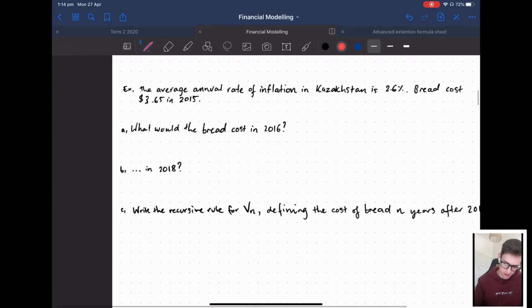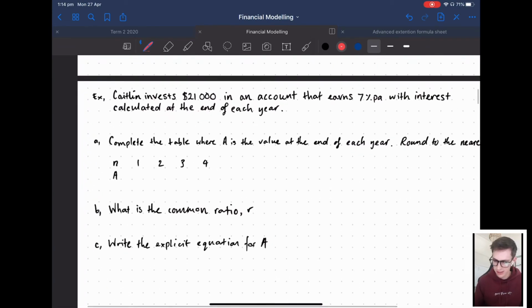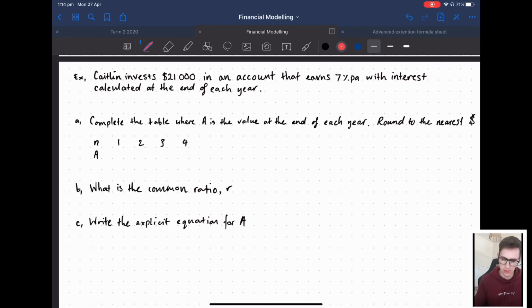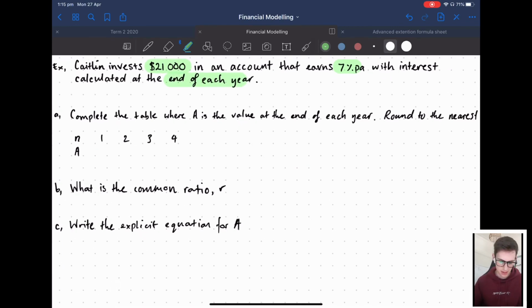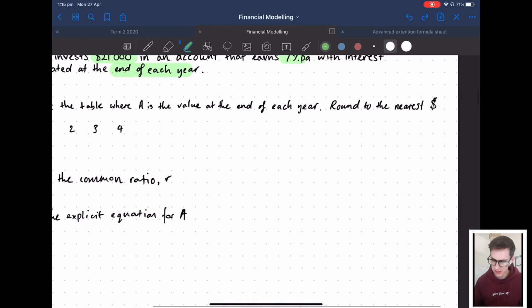Okay, I think we've got 2 more examples to go through, and then I'm going to go through your tasks with you. These are more application, a little bit harder. So we've got Caitlin. She is investing $21,000 in an account that earns 7% per annum interest calculated at the end of each year. We're going to complete the table where A, which is that bottom row, is the value at the end of each year, with interest, rounded to the nearest dollar.